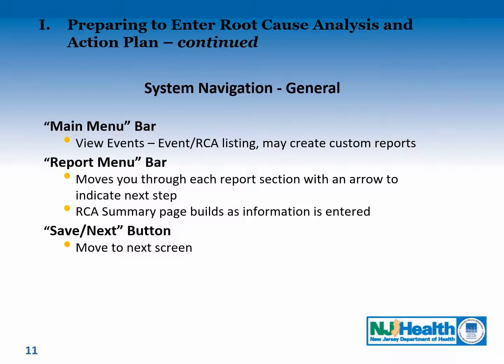Similar to entering an initial event, the main menu bar will guide you through the process. Under the main menu bar is the View Events tab where you can create reports and view your events. The Report menu bar will move you through each report section with a red arrow to indicate next steps. The RCA summary page will build as your information is entered. The Report menu will tell you what step in the process you are in for the RCA. The Save Next button will move you to the next screen and save your work as you go.